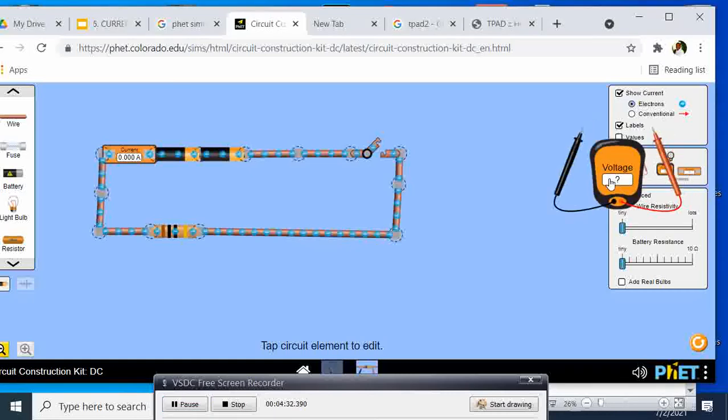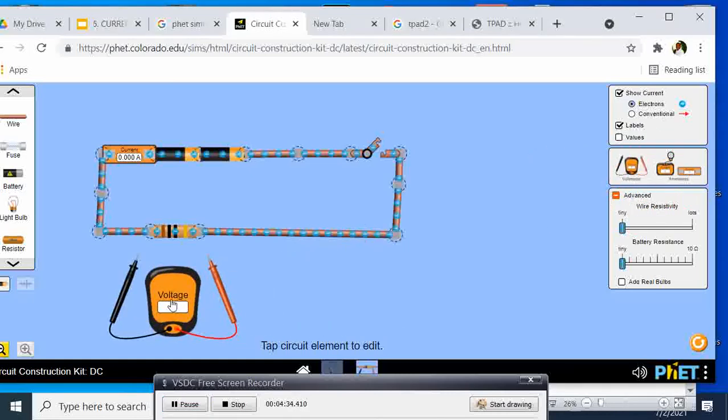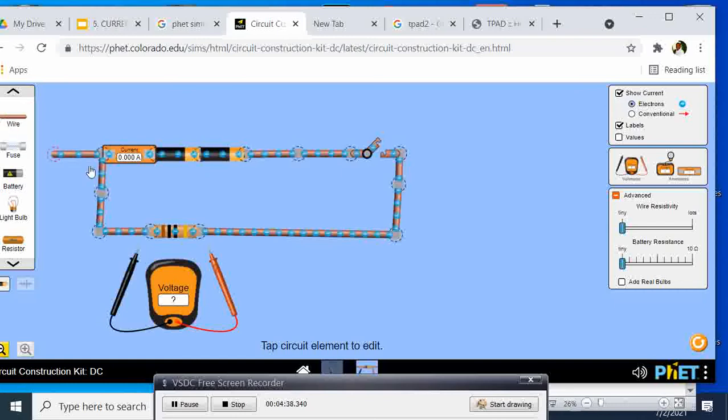I can now comfortably bring the voltmeter, and I can connect it very nicely. Now I have made the connection, and I can check whether my connection is right.